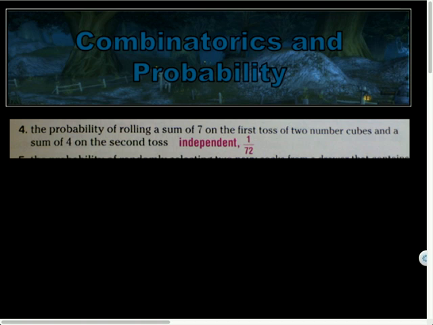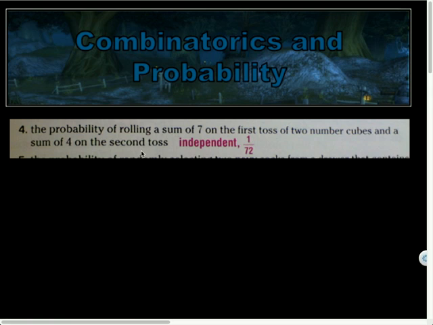It was on page 863, and it included problems from both the independent-dependent events as well as the inclusive and mutually exclusive events. So it was a bit of a review from the last 2 days. Problem 4: the probability of rolling a sum of 7 on the first toss of 2 number cubes and a sum of 4 on the second toss.